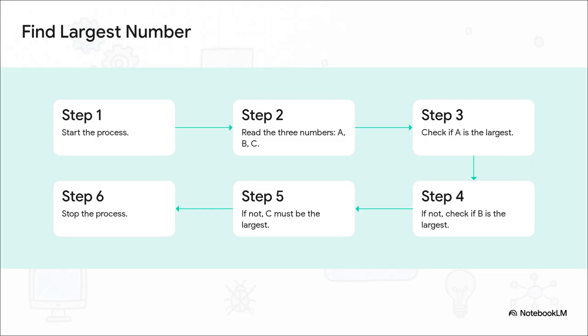Okay, here's a perfect example. A super simple algorithm or recipe for finding the largest of three numbers. Now, notice how it's just a list of steps, but it's incredibly precise. It doesn't just say, find the biggest one. It spells out every single action, from the moment you start to the moment you stop. Nothing at all is left to chance.